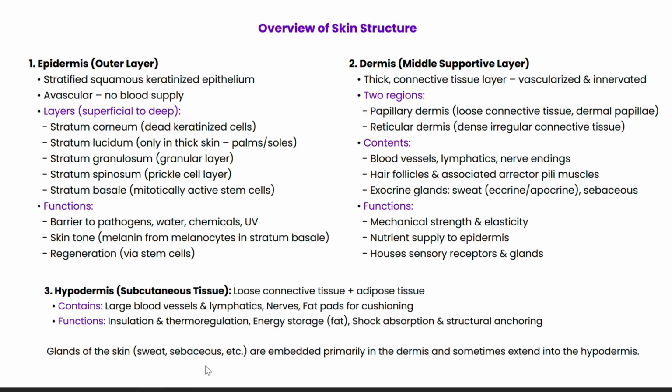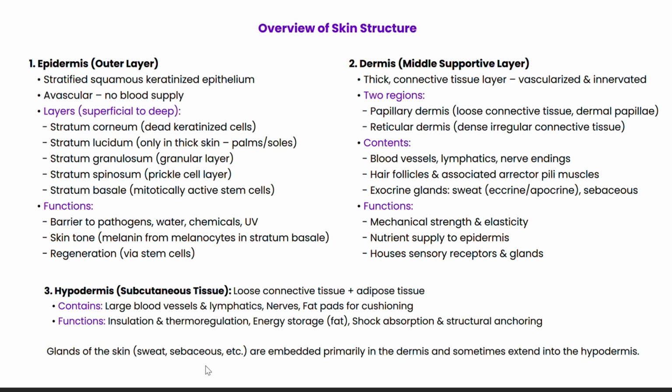Before we explore the glands of the skin, let's first understand the basic structure of the skin itself because these glands are deeply rooted within it. The skin has three main layers: the epidermis, the dermis, and the hypodermis. First, the epidermis is the outermost layer. It's made of keratinized stratified squamous epithelium, meaning it has multiple layers of flat cells that produce keratin, a protein that protects the skin. It's avascular, so it relies on the dermis for nutrients.